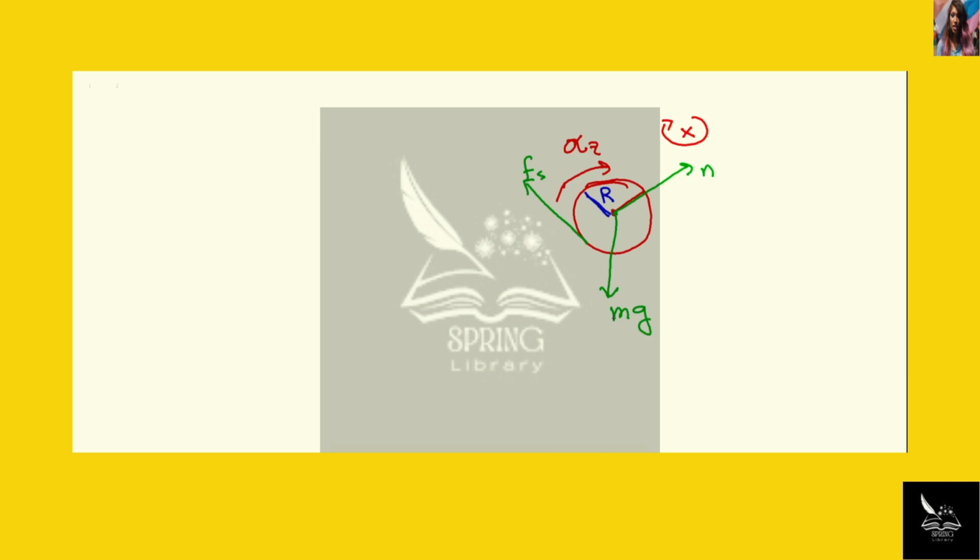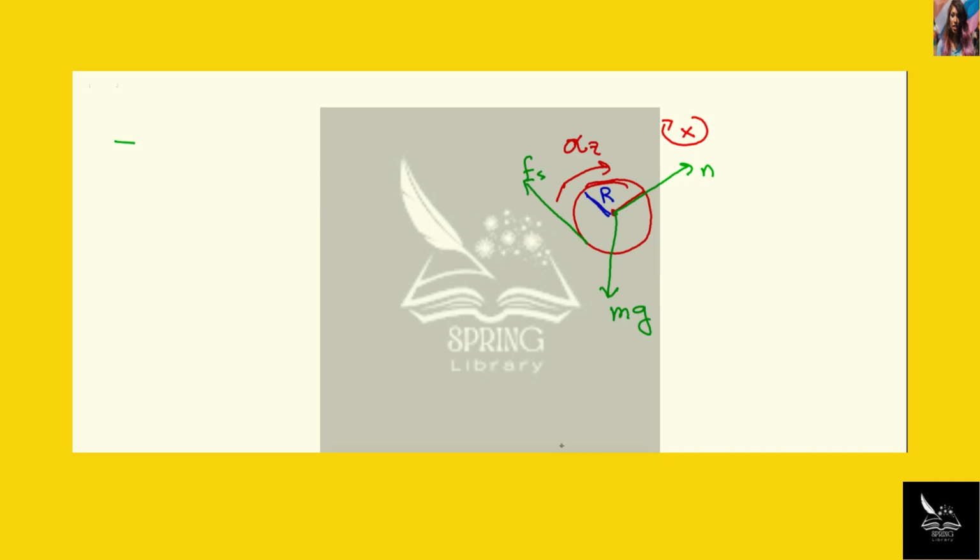That means one thing before solving the problem: we see that mg and N are acting at the center of the ball, so that's why there's no torque due to these two forces. So the only force that will give us torque is the force due to friction.